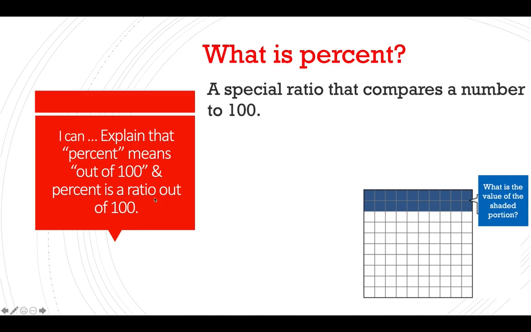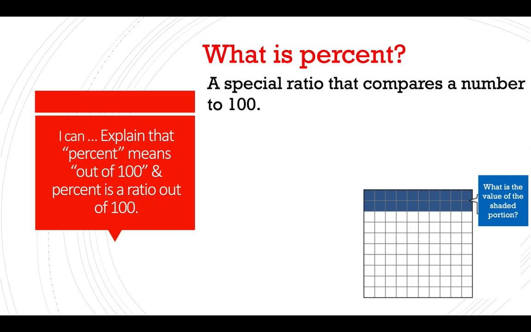Okay, so what is percent? A percent is a special ratio that compares a number to 100. And this is the key thing. Maybe we should highlight this. It compares it to 100. Always, we need to have a percent out of 100.